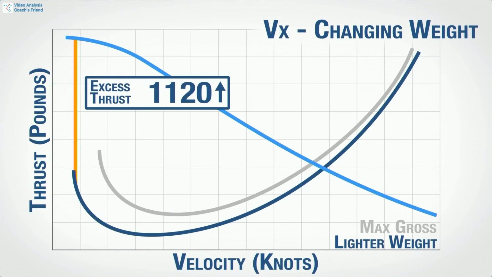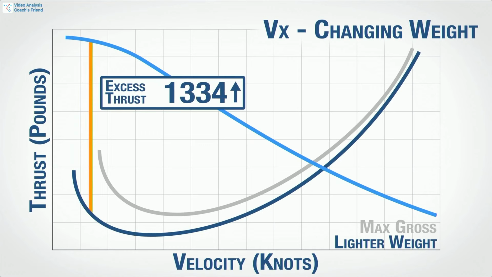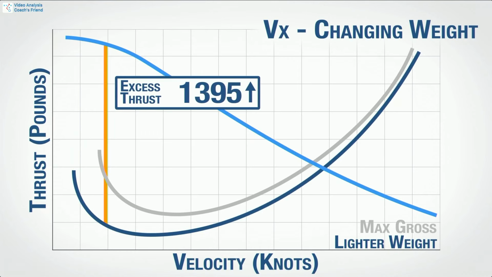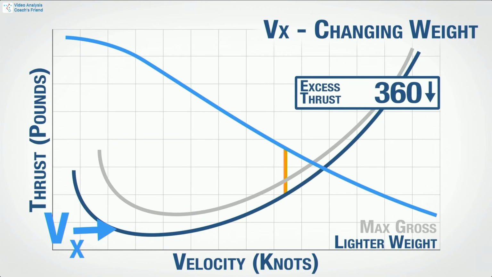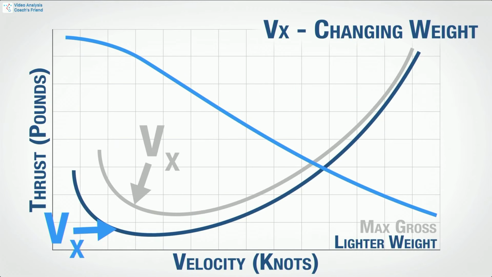Okay, so let's just move this forward and see what happens. As we measure the excess thrust, you can see it's continuing to increase, increase, increase, and boom, right there it starts decreasing. So that's our new Vx point at a light weight. Now let's compare that to max gross. Boom. You'll notice that Vx at max gross is faster than Vx at a light weight. So a way to look at this is as you increase weight, your Vx is going to speed up. That's because the L/D max point is getting faster, and Vx is getting faster as you pile on more pounds.